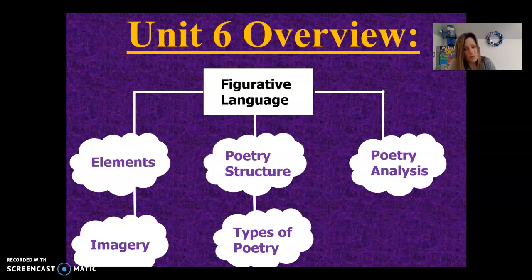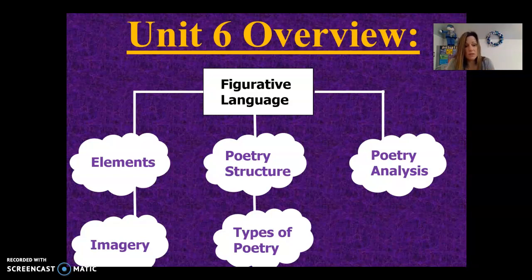And then we're going to talk about imagery. Then we are going to move into poetry structure. Yes, I know figurative language is more than just in poetry, but it's most prevalent in poetry. So we're also going to be studying poetry. So we're going to talk about the structure of poetry. We're going to learn about types of poetry along with that. And then we're going to put all of that together, all four of those lessons learning together, to be able to analyze poetry and music.